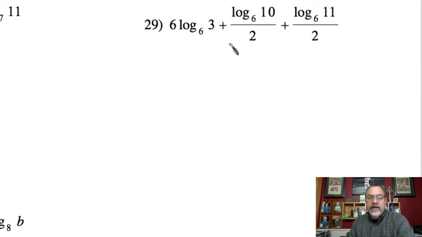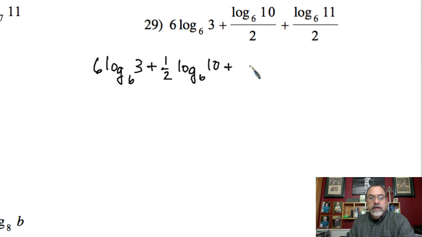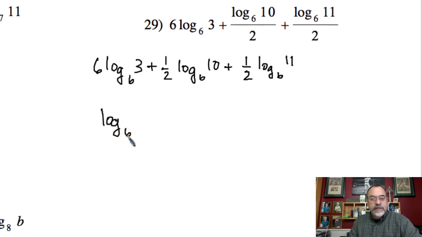All right, number 29 then. We've got a few things going on. I'm going to rewrite it, making these fractional exponents in front here first, and then I might take some shortcuts there. Let's see. So this is 1/2 log base 6 of 10. And then this is log base, let me go back here, 1/2, then log base 6 of 11. So this is going to be 3 to the 6, so it's log base 6 of 3 to the 6 plus, that's a times, so it's times 10 to the 1/2 plus, that's times 11 to the 1/2.